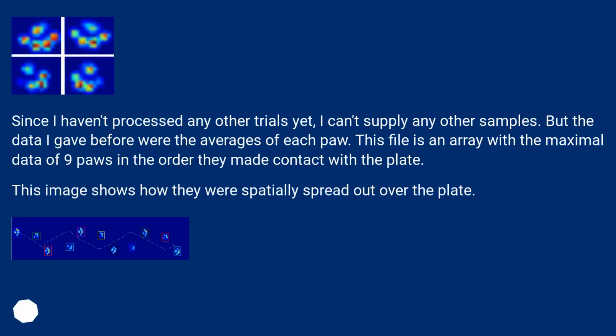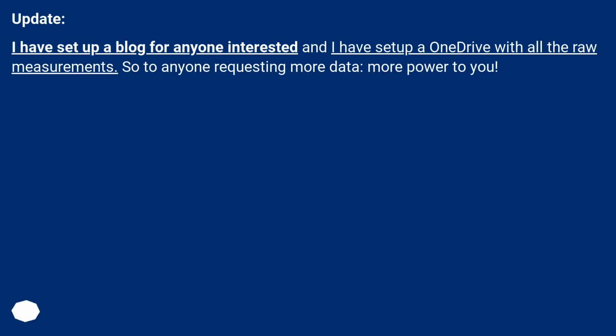Since I haven't processed any other trials yet, I can't supply any other samples. But the data I gave before were the averages of each paw. This file is an array with the maximal data of 9 paws in the order they made contact with the plate. This image shows how they were spatially spread out over the plate. Update. I've set up a blog for anyone interested and I have set up a OneDrive with all the raw measurements. So to anyone requesting more data, more power to you.